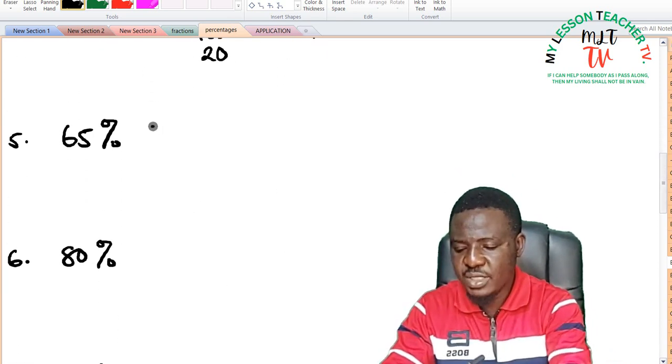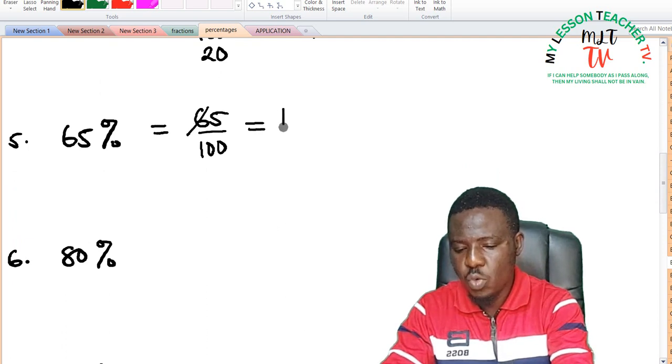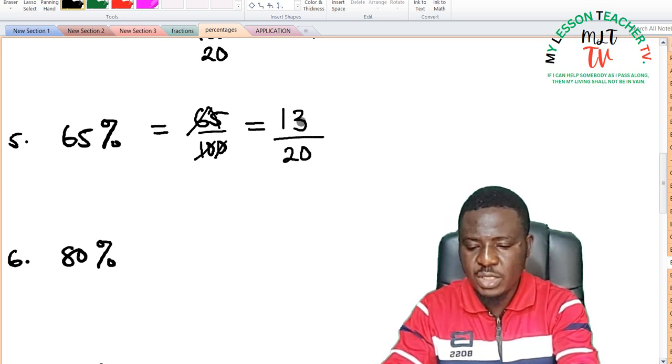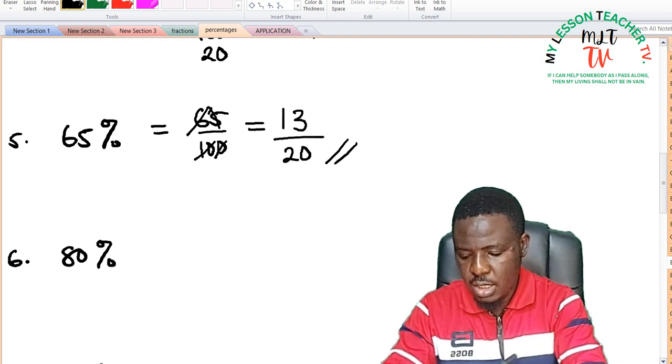Question 5, 65% is equal to 65 divided by 100. 5 can divide. 5 into 6 is 1, remainder 1. This becomes 15. 5 into 15 is 3. Divide by 5 into 10 is 2, into 0 is 0. There's no common factor between 13 and 20, so this is your answer.